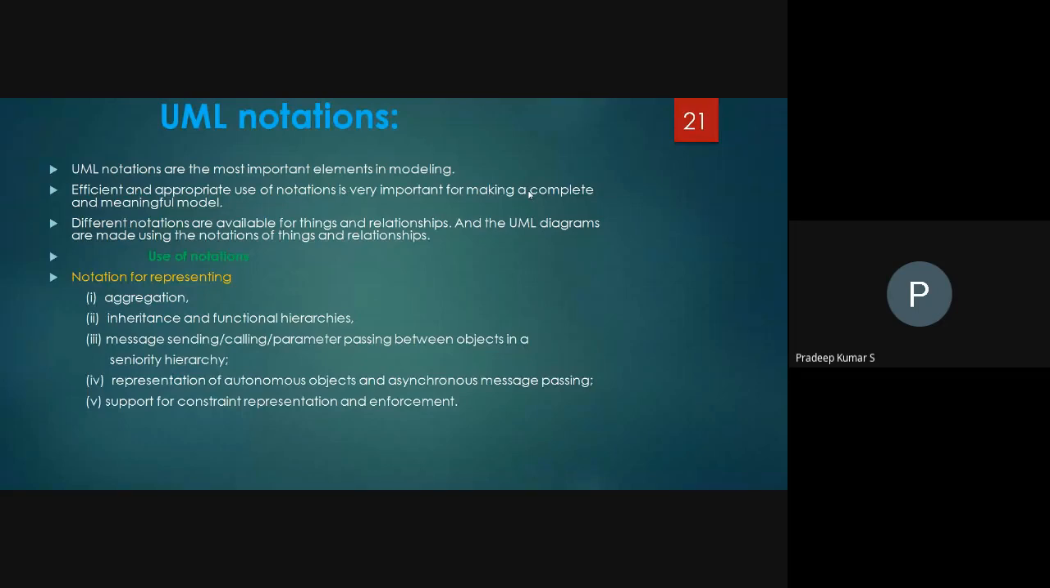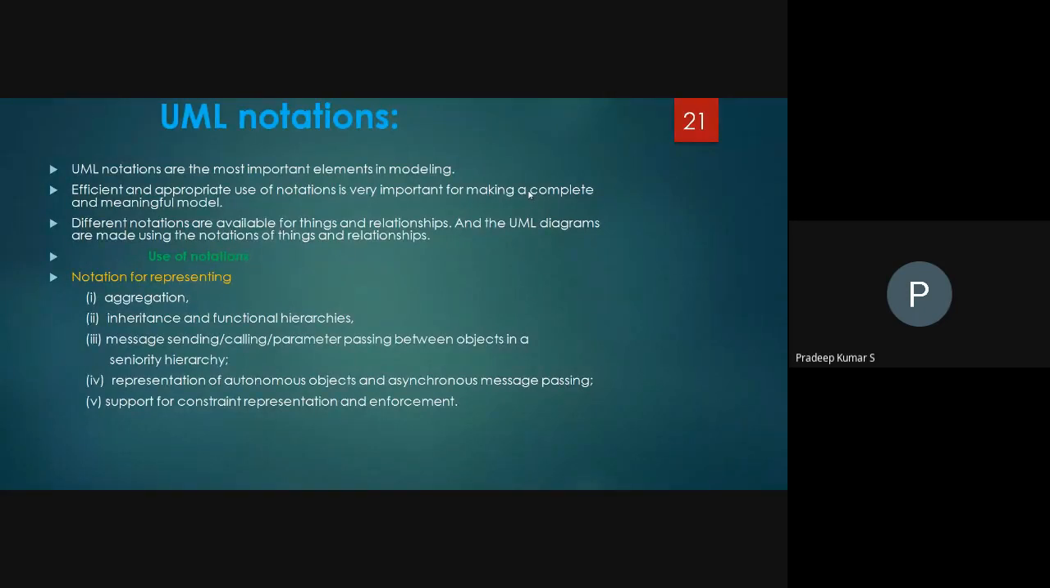Again, the representation of autonomous objects and asynchronous message passing. What is that? One-way communication, two-way communication. This is also like that, the communication between the two objects. The support for constraint representation and enforcement. So notation is used for representing aggregation, inheritance, and the functional hierarchy of the diagram. Message sending and passing is there, and one-way communication between the several components is also well and good. What is the support for constraint and refinement?